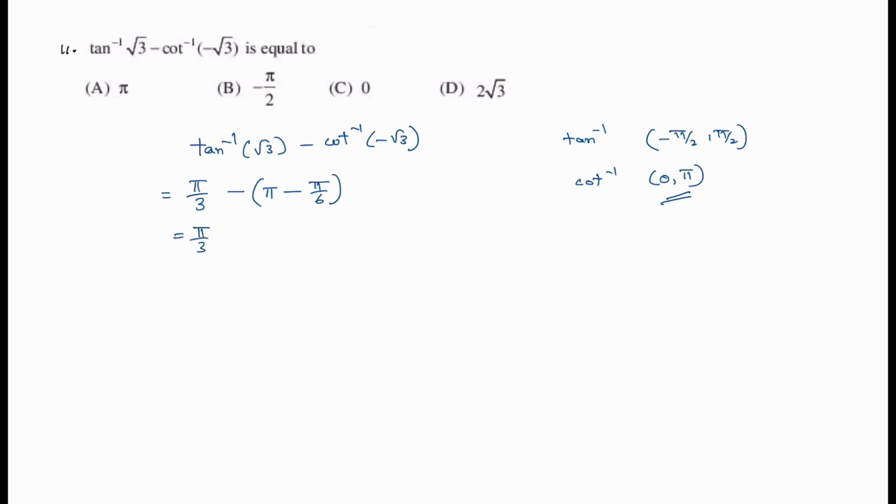So it is pi by 3 minus 5 pi by 6. Let us take 6 as LCM. 2 pi minus 5 pi. The answer is minus 3 pi over 6, which is minus pi by 2. B is the correct option.